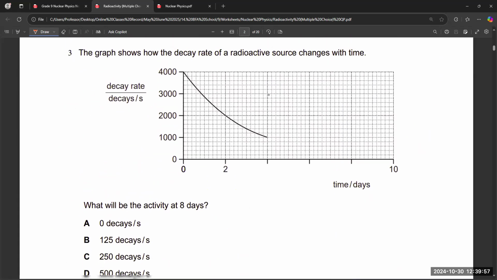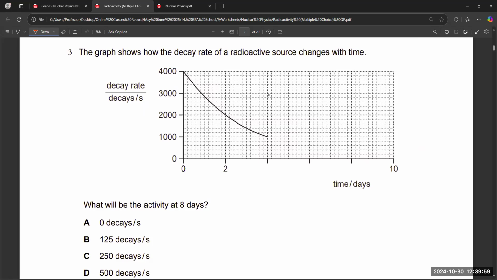Okay, graphical representation. The graph shows how the decay rate of a radioactive source changes with time. In the previous question, we had a table, but now in this question, we have a graphical representation, right? So both give you the same concept, the number with respect to time.